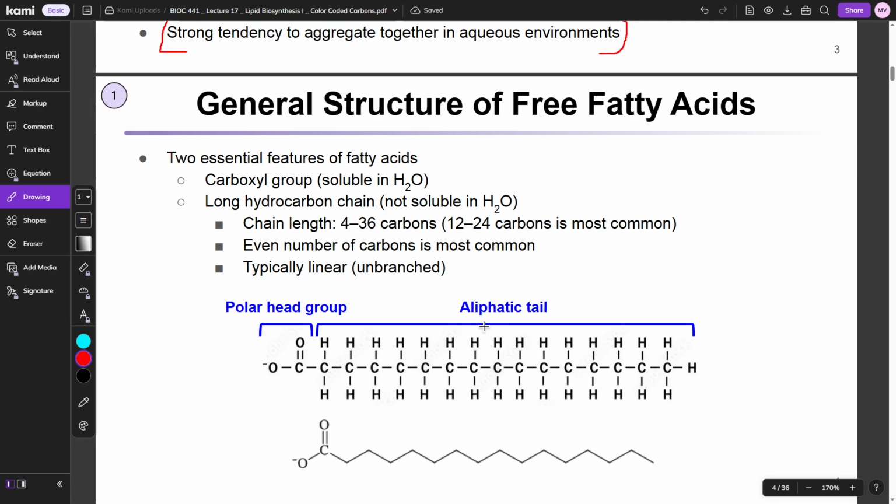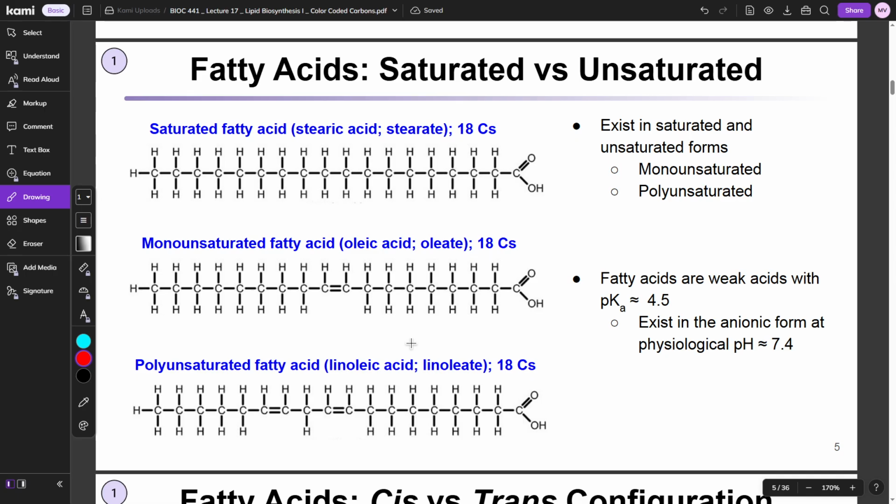So the general structure of a free fatty acid is a polar head group followed by an aliphatic tail. An aliphatic tail is just a chain of carbons, like a massive chain of carbons. There's some numbers here if you're interested, but I wouldn't be too worried about them. These chains can be really long and they can be really short. Doesn't really matter. It's a carboxyl group, hydrophilic, long hydrocarbon, hydrophobic. That's what makes up a free fatty acid.